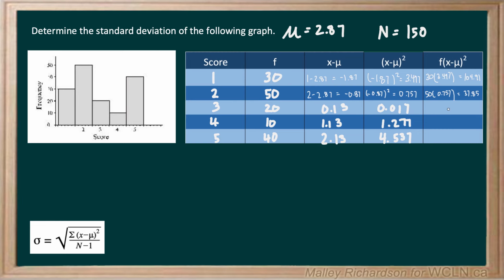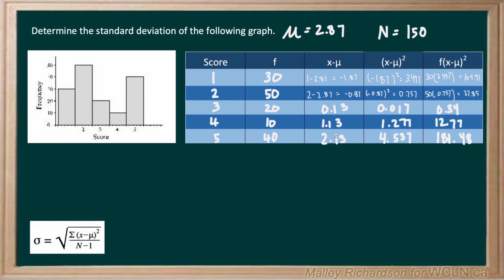Now if we complete the rest of the column, we have the frequency of 20 multiplied by 0.017 to give us 0.34. In our next row, we have 10 multiplied by 1.277 to give us 12.77. And finally, we have 40 times 4.537 to give us 181.48.